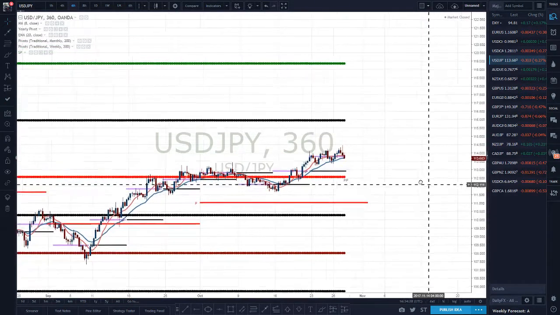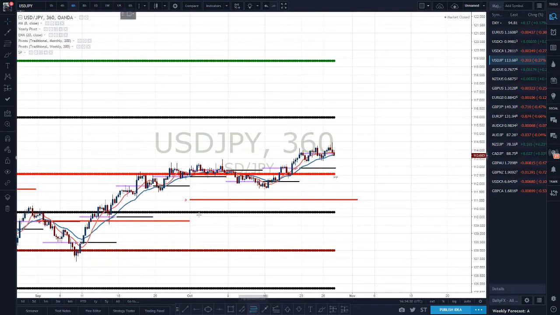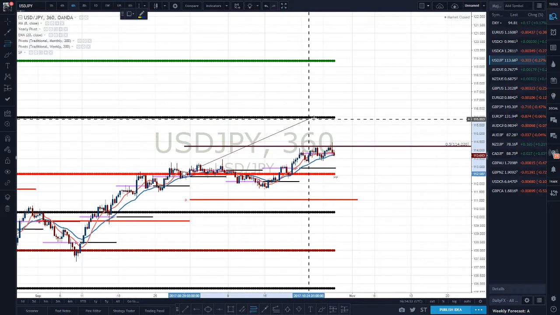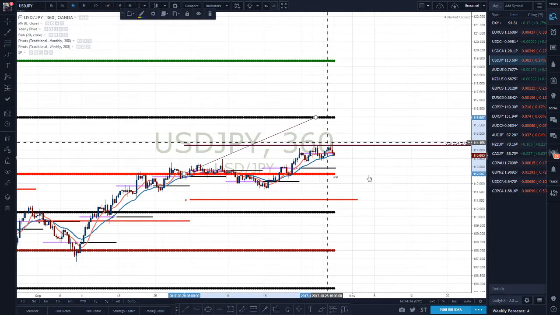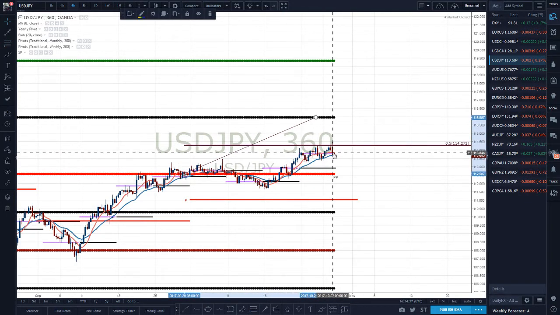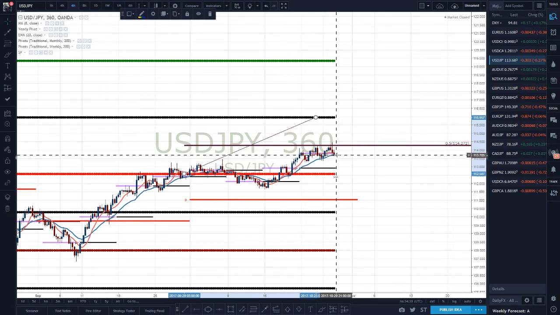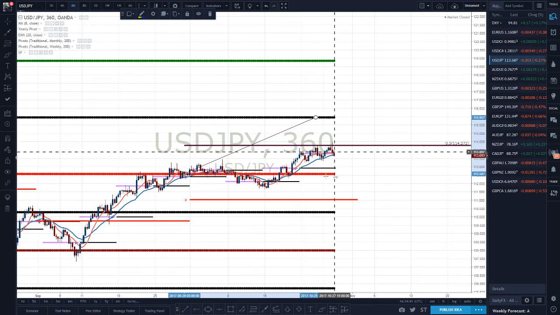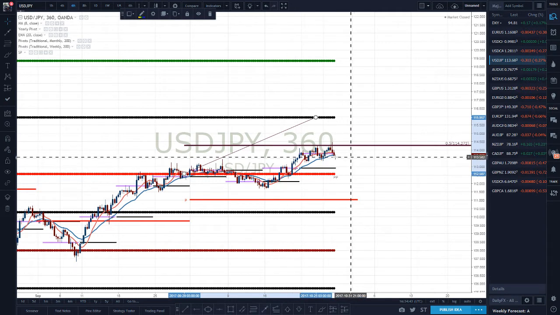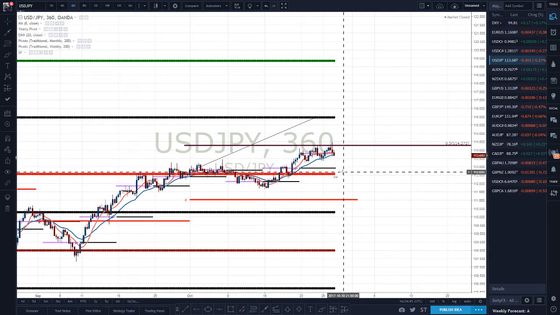Dollar yen. Dollar yen's currently at a 50% retracement between the two pivots. Price is going to open below that weekly pivot. This area has been tested twice. Look for price to head back lower to the pivot.